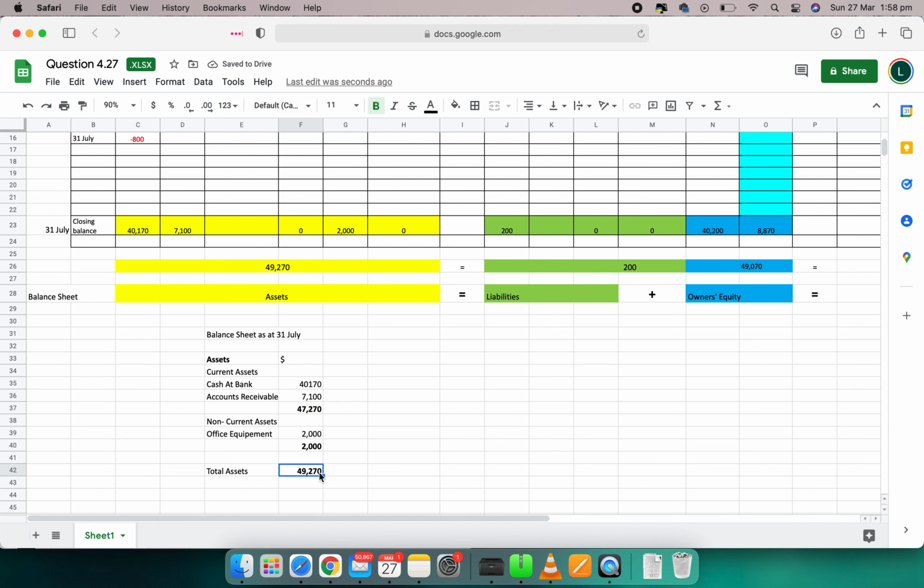How can I check if it's correct? Here, assets, we know should equal 49,270. They reconcile, boom, yay, we're done. We've done our asset side.